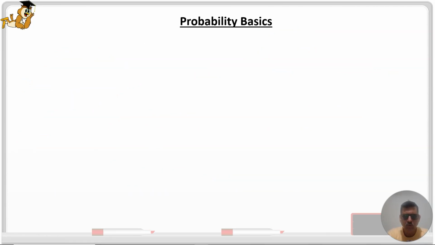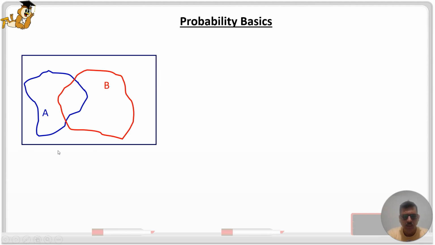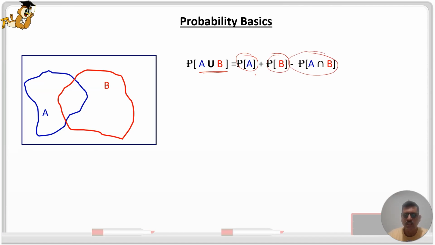Let's cover a few probability basics. These are some things that you've studied in high school, but I want to quickly spend a minute going over them. So let's consider A and B to be two events indicated by the blue and red figure here respectively. Here are some identities that you already know. Probability of A union B is the probability of A plus probability of B minus probability of A intersection B.